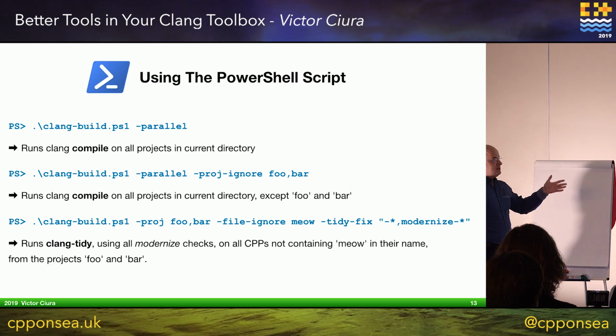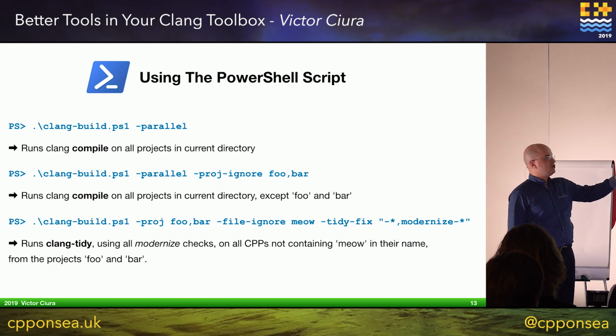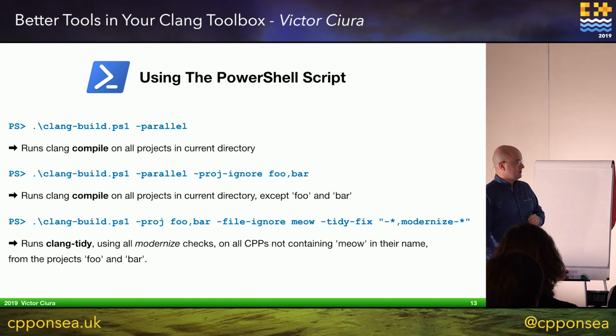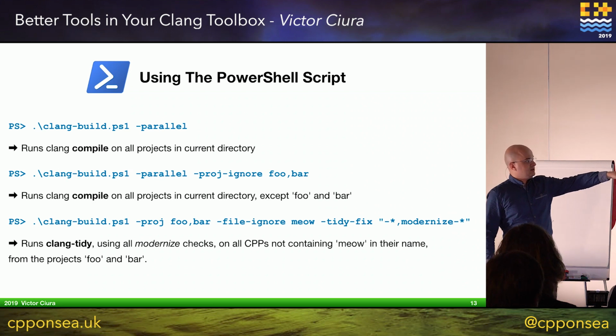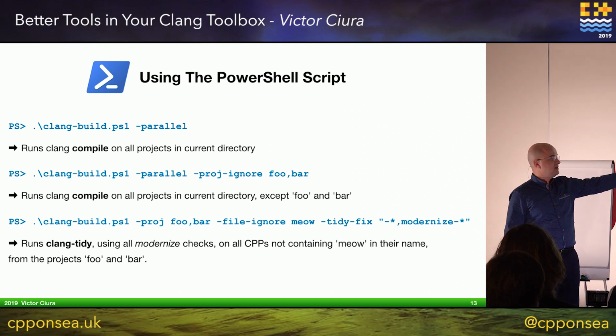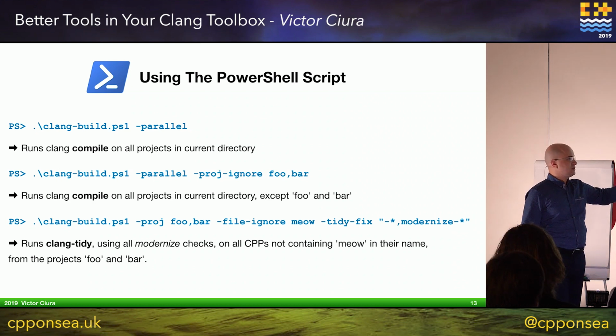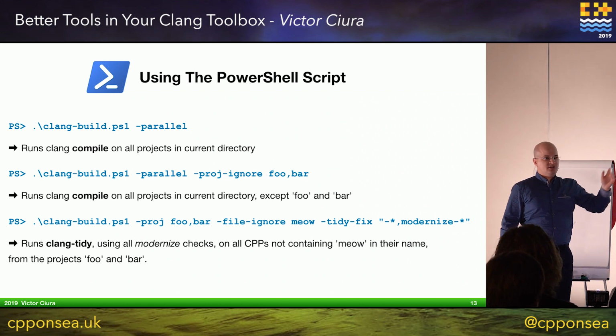You can be explicit about ignoring projects or files, and you can be explicit about which tidy checks you enable, like this example here, where we disable all the default enabled checks. That dash star there means disable all the default enabled checks. Tidy has a list of enabled checks by default, and here we just run the modernize checks, every modernize check that matches.